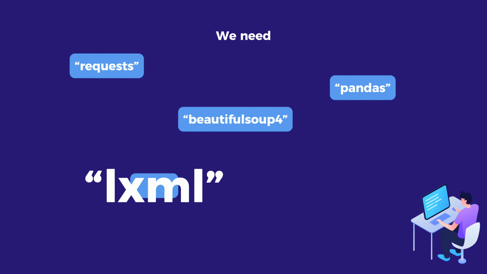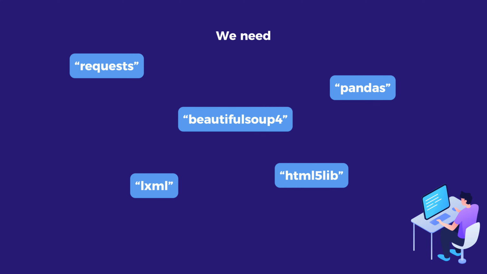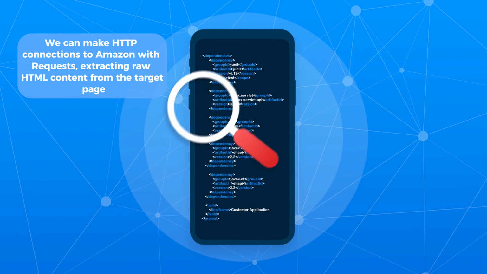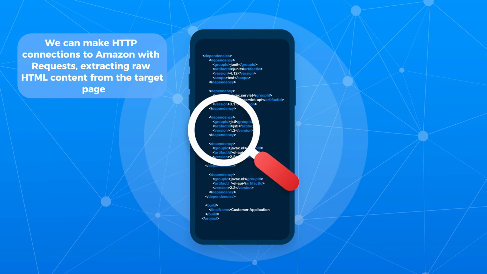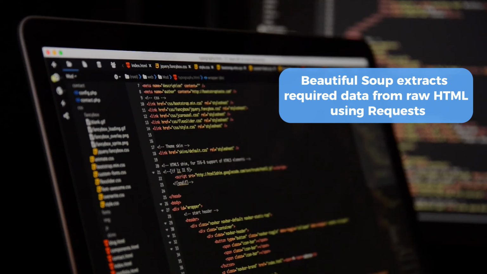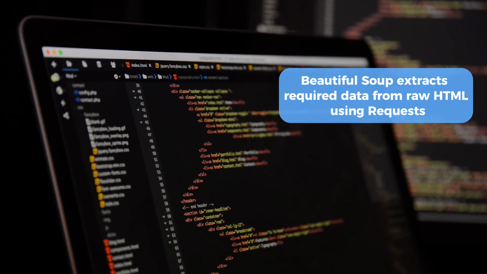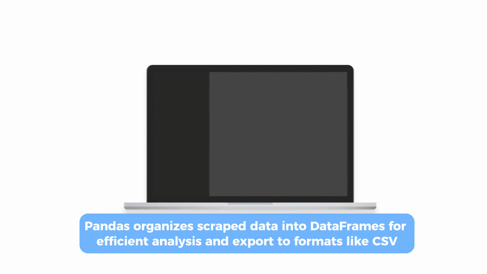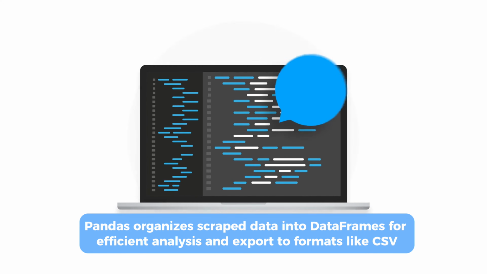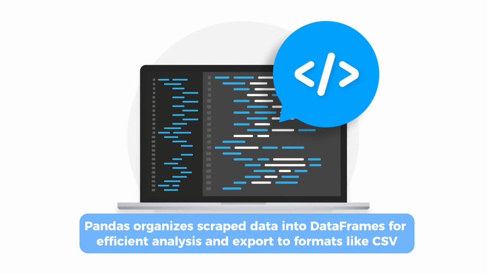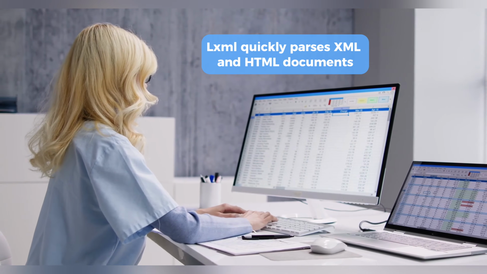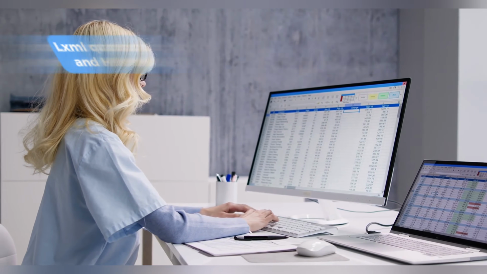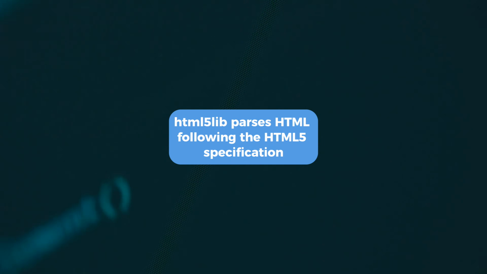We need requests, Beautiful Soup 4, pandas, lxml and html5lib. What are these libraries? We can make an HTTP connection to Amazon with requests, extracting raw HTML content from the target page. Beautiful Soup extracts required data from raw HTML using requests. Pandas organizes scraped data into data frames for efficient analysis and export to formats like CSV. lxml quickly parses XML and HTML documents. The last one, html5lib, parses HTML following the HTML5 specification.